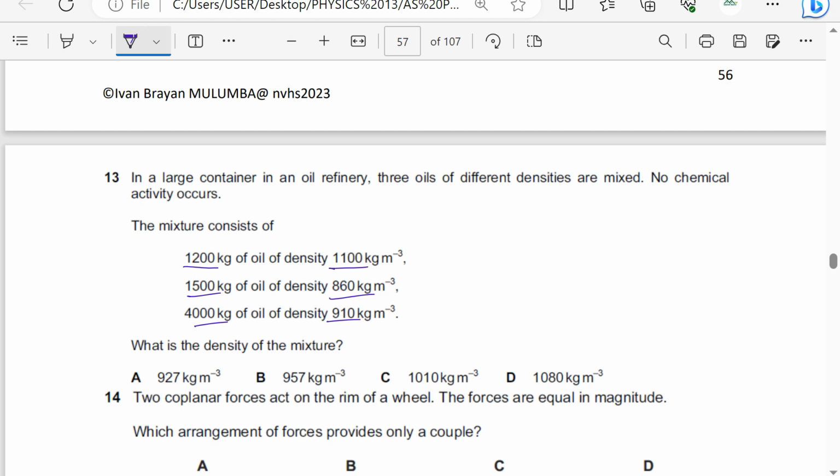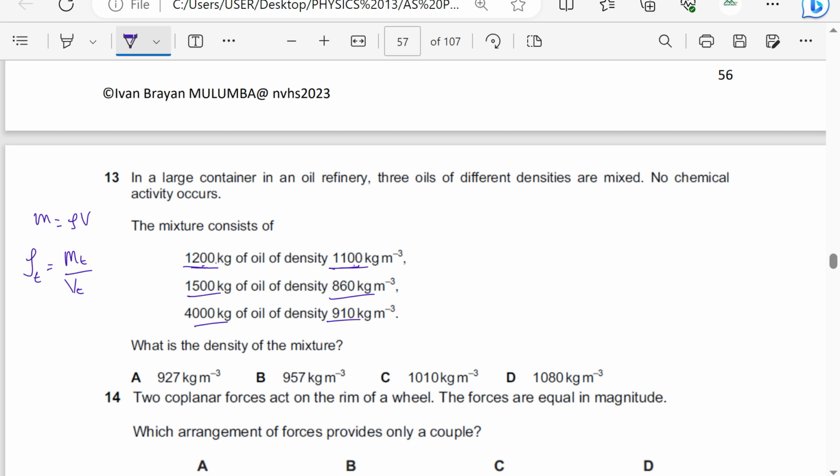So without wasting time, we know first of all that the mass is going to be density times volume. And the density of a mixture, which is the total density, is going to be the total mass of the mixture over the total volume of the mixture. So I'm just going to substitute. Here they have given us mass and density. To get the volume, I'll simply divide mass by the density every time. But they've given us the mass.